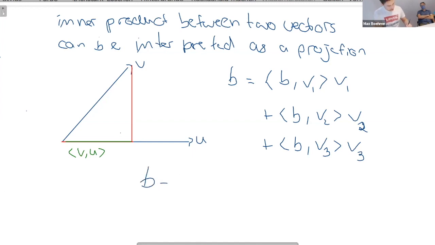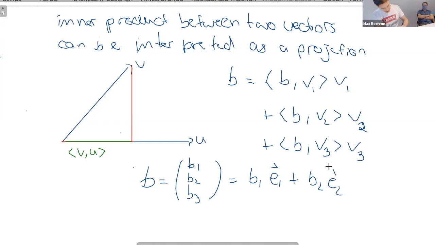b is nothing more than, so if we have something like b1, b2, b3, it's nothing more than a notation for b1 times the first basis vector plus b2 times the second basis vector. Look at your notation.